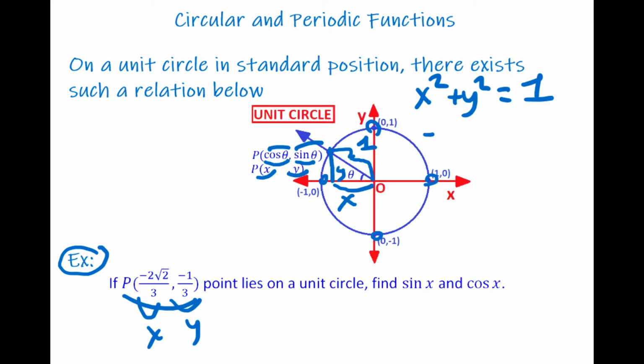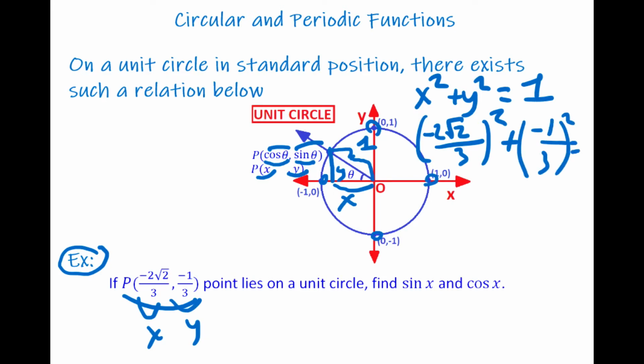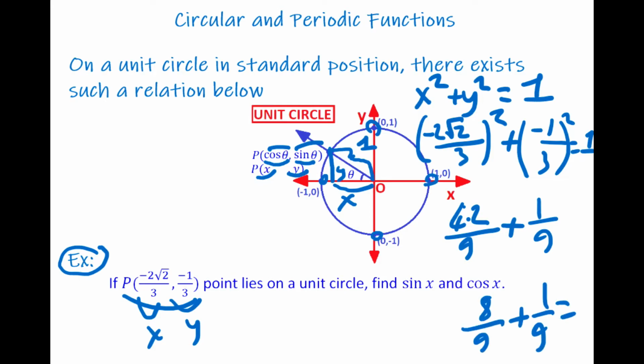If we do it, we're going to have negative 2 square root of 2 divided by 3 squared plus negative 1 divided by 3 squared, and is it equal to 1, guys? If you take the square of a negative, then it's going to be, of course, positive. So 2 squared is going to be 4. The square of square root of 2 is going to be 2. So we're going to have 4 times 2 divided by 9, plus 1 divided by 9, guys. So 4 times 2 is going to be 8. So we're going to have 8 divided by 9 plus 1 divided by 9, which is equal to 9 divided by 9, and that is equal to 1, guys. And then we can see that, yes, those points really lie on a unit circle. We can check it in this way.